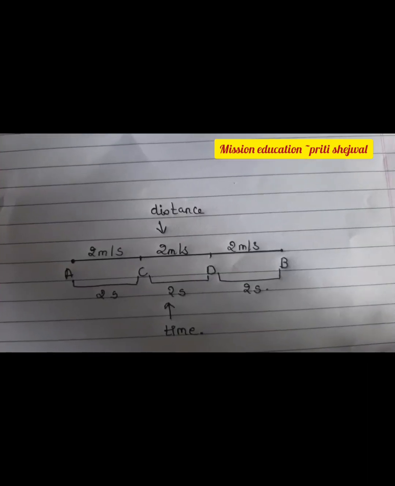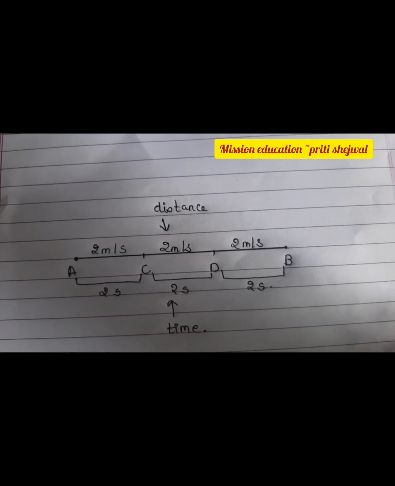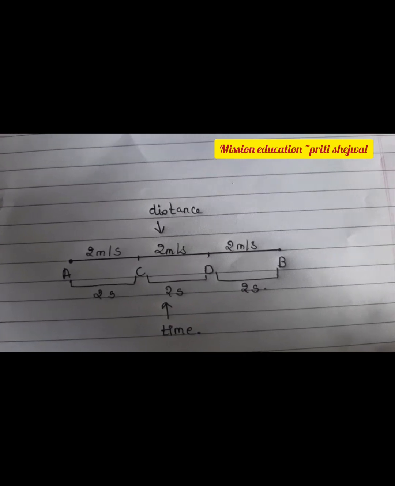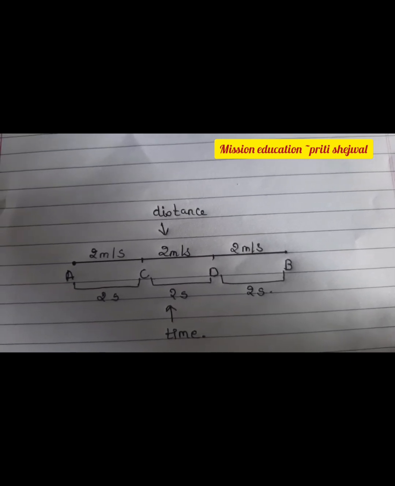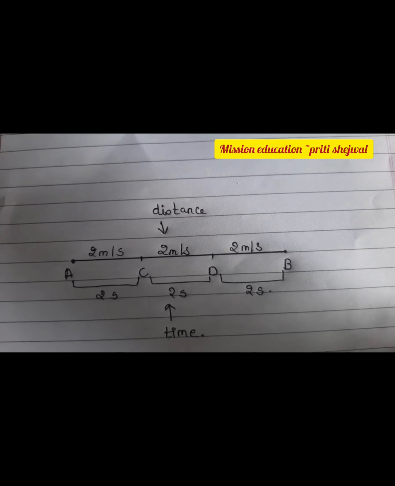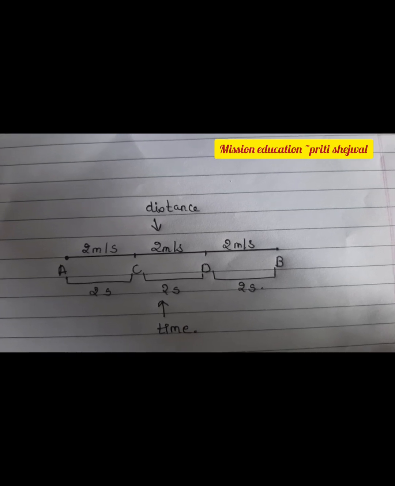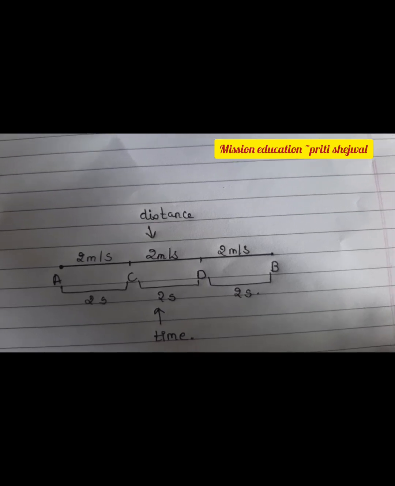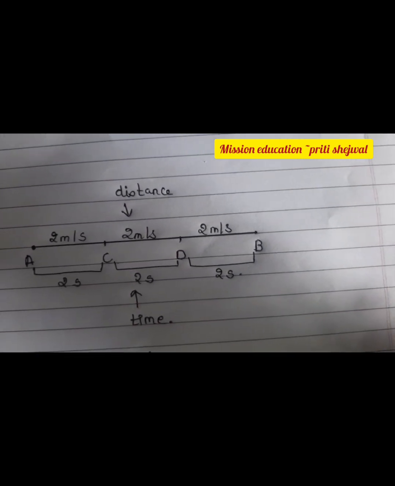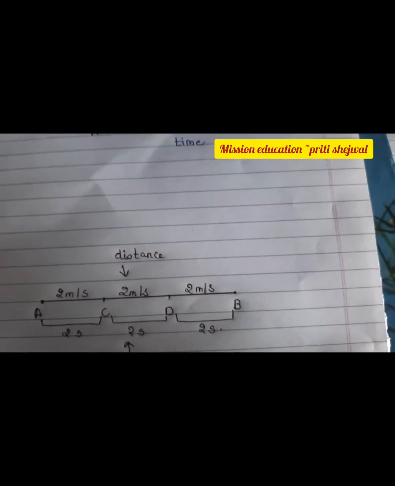For example, you can see here, that is a car. A car moving from A to C, C to D and D to B. The distance is 2 meter and the time required is 2 seconds. So A to C, time taken is 2 seconds and distance is 2 meter. From C to D, time taken is 2 seconds, distance is 2 meter. From D to B, time taken is 2 seconds and distance is 2 meter. So how are you going to plot this? Yes, it is a distance time graph.